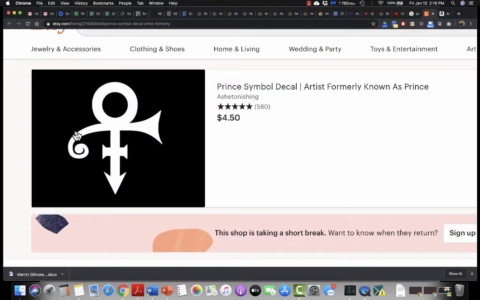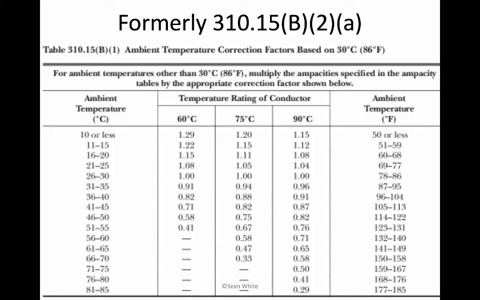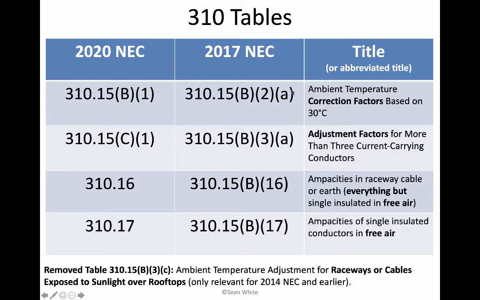And that's right, the artist formerly known as Prince is kind of like the table formerly known as 310.15b2a, etc. So as we contemplate these tables throughout this course, let's just say that these names for our purposes will be interchangeable. So if I say 310.15b2a, that also means 310.15b1. If you wanted to be a total solar nerd, you would get flashcards and memorize all this, but I don't know anybody who is that hardcore, except maybe I'll do that myself.